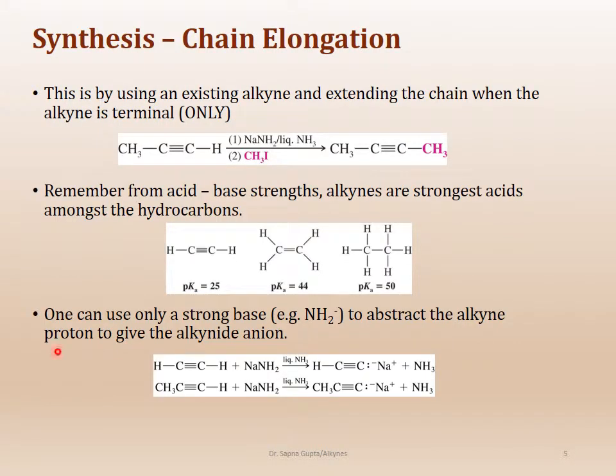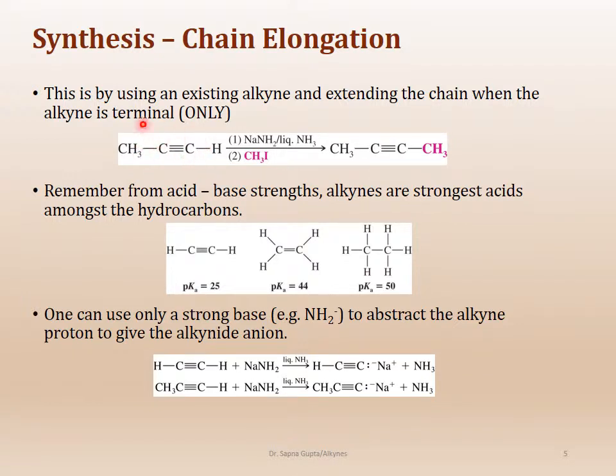The second synthesis of alkynes is not really a true synthesis. It's called a chain elongation, which means you're already starting with an alkyne. So you're not really synthesizing the functional group, you're only doing chain elongation. You start with an alkyne and you extend the chain. This can be done only when the alkyne is terminal. You cannot do it if it's an internal alkyne.